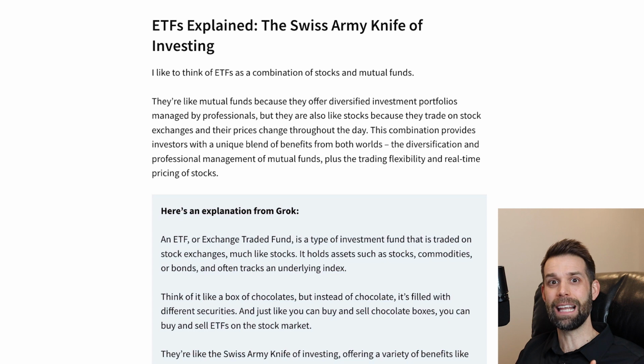After doing research, the way I understand ETFs is that they're kind of like a combination of a mutual fund and a stock. Like mutual funds, they offer diversified investment portfolios that are managed by professionals in some cases, but they're also like stocks because you can trade ETFs on various exchanges, and their prices fluctuate throughout the day. This combination provides investors with a unique blend of benefits from both worlds. You get the diversification and the professional management of mutual funds, plus the trading flexibility and real-time pricing of stocks. So that's how I think of an ETF.